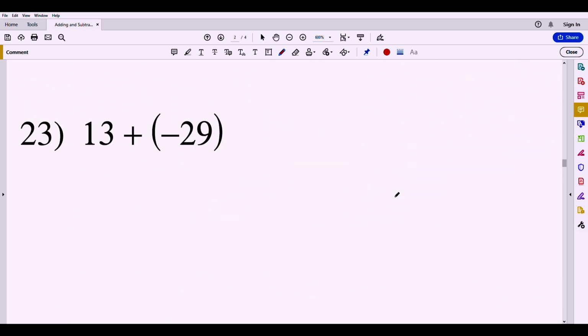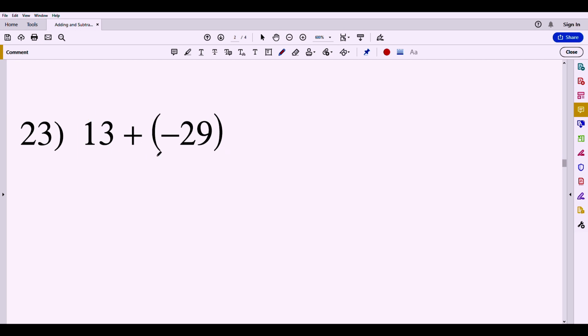For number 23, we have 13 plus negative 29. Remember, adding a negative is the same as subtracting the positive. So in number 23, we could rewrite this as 13 minus 29. And right away, we see that negative 29 is a greater distance away from 0 on the number line than 13. So we're going to wind up with a negative number.